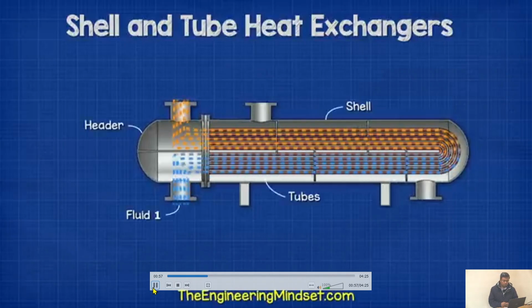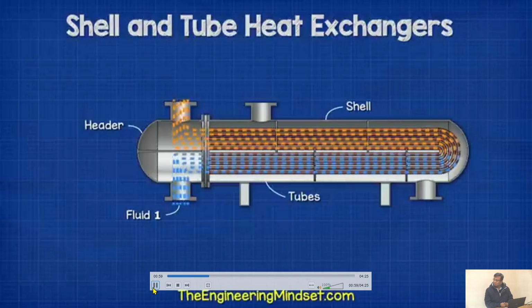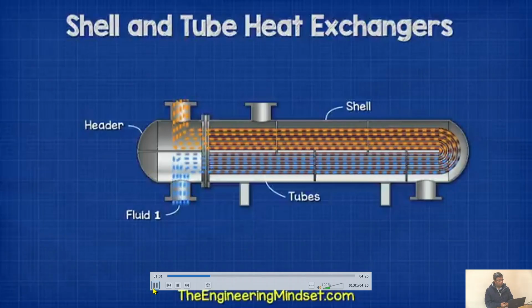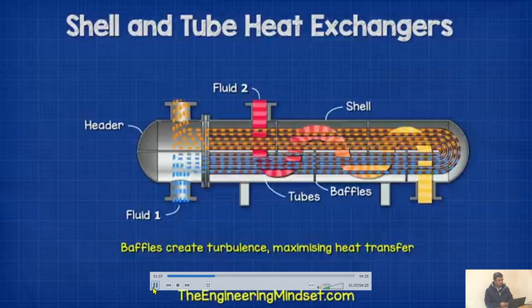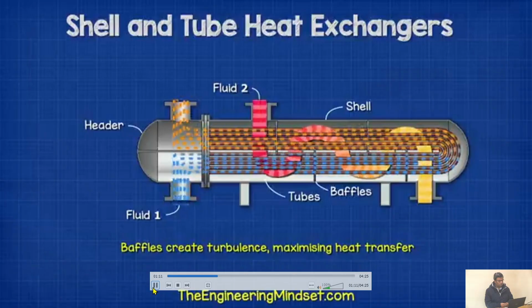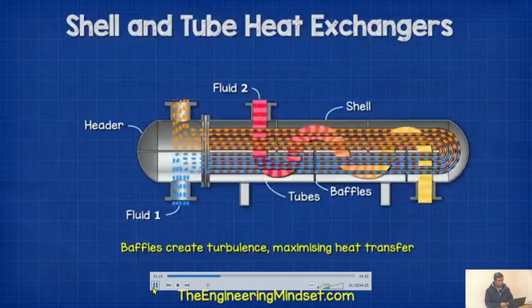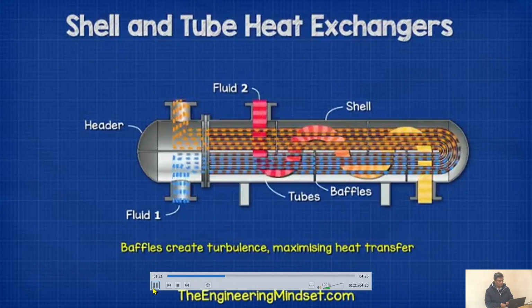Fluid 1 will flow through the header, into and around the tubes, then back to the header. Fluid 2 will enter the shell and surround the outside of the tubes. The baffles will partially block the flow, which will force the fluid to turn multiple times. This creates a turbulent flow and ensures that fluid 2 mixes with itself, which ensures maximum heat transfer.